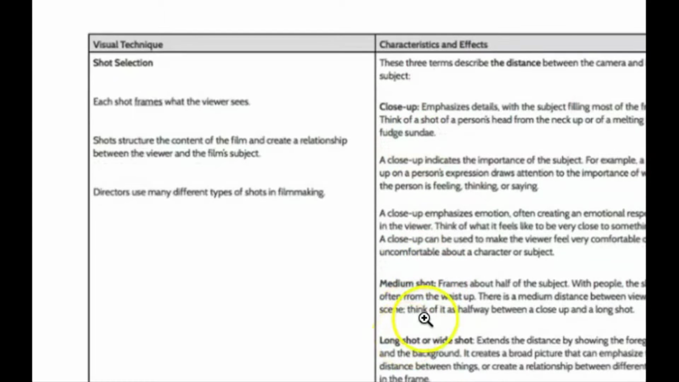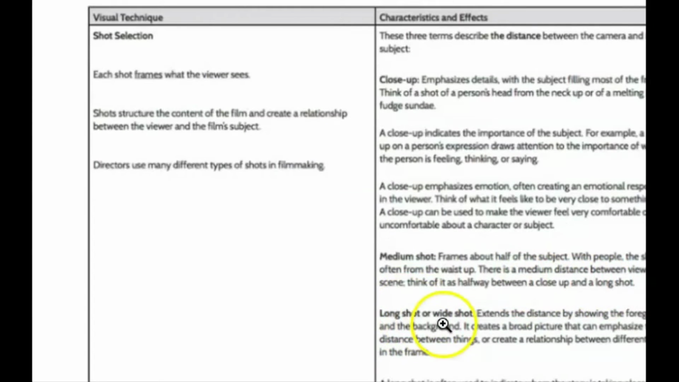A medium shot frames about half of the object, with people shot only from the waist up. There is a medium distance from the viewer in the scene. A long shot or a wide shot extends the distance by showing the foreground or the background, and it creates a broad picture that can emphasize the distance between things or create a relationship between different things in the frame.